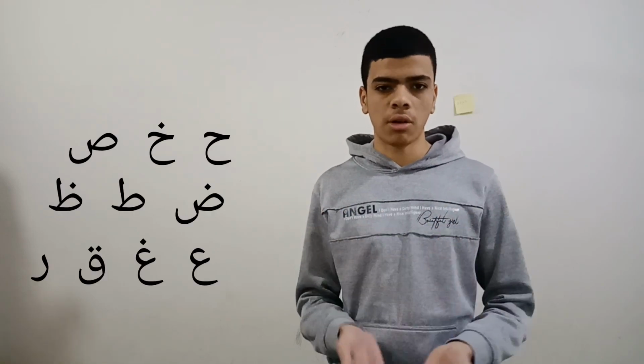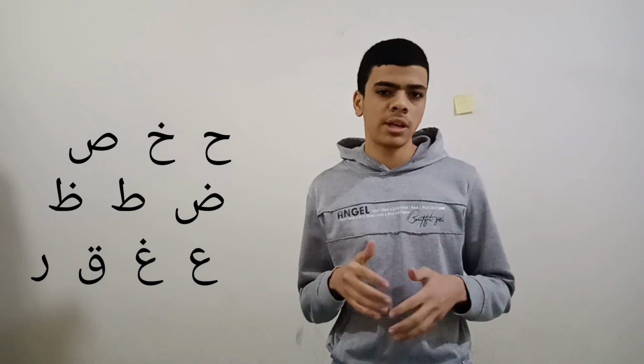Those 10 letters that I spent a couple minutes actually to pull them out of the alphabet are ha, kha, sad, dad, ta, za, ayn, ghain, qaf, and finally ra. So in today's episode, we are going to be learning two of those letters and how to produce them successfully. So the first letter that we have for today is the letter ha.